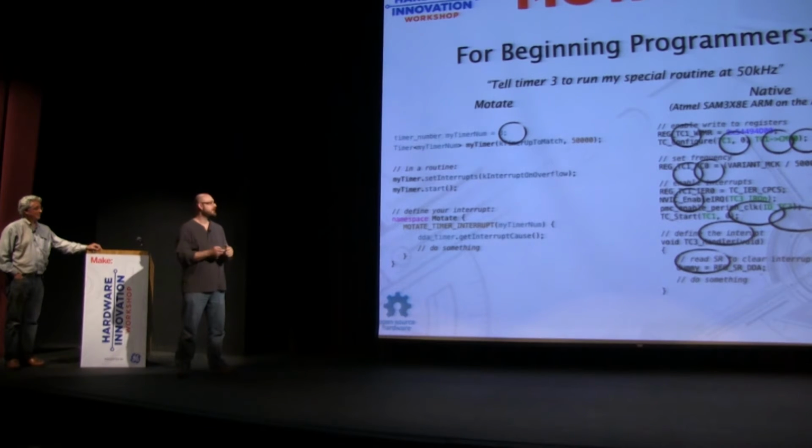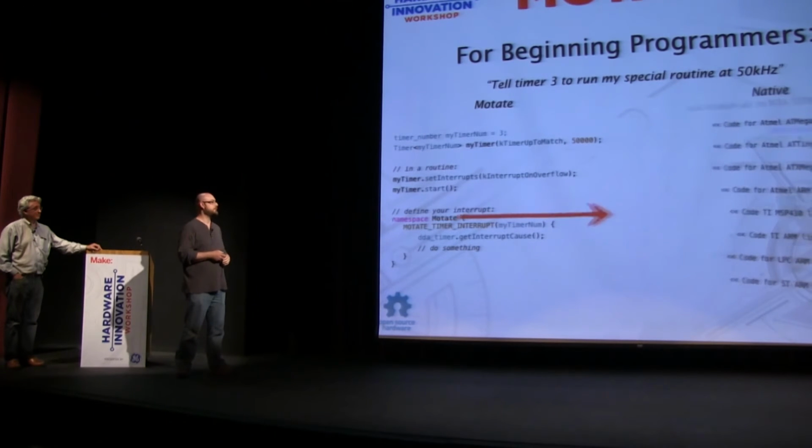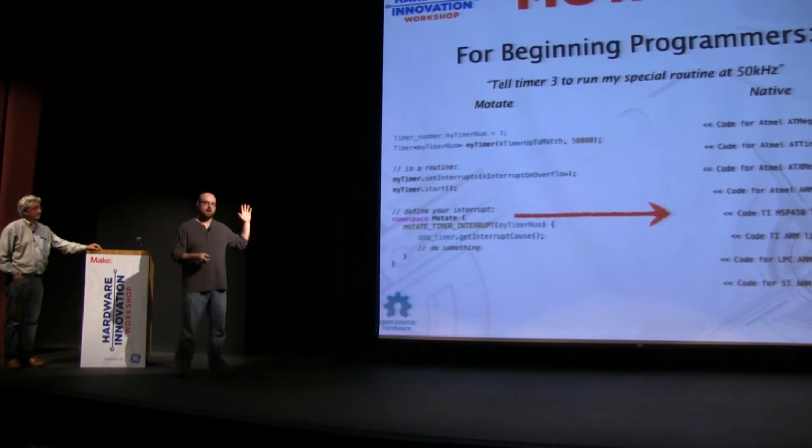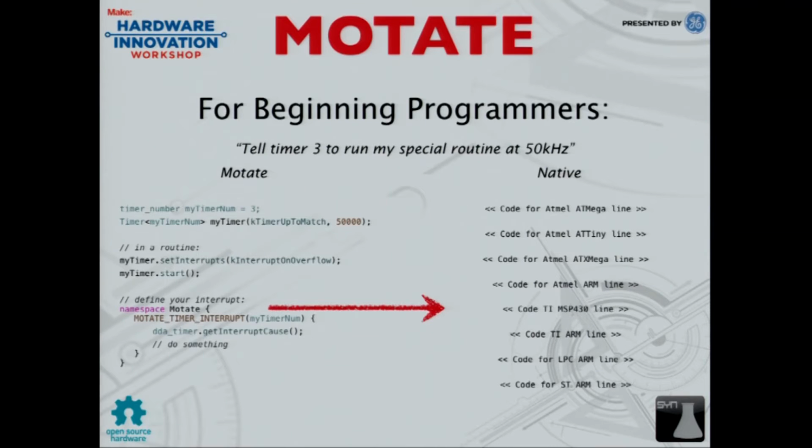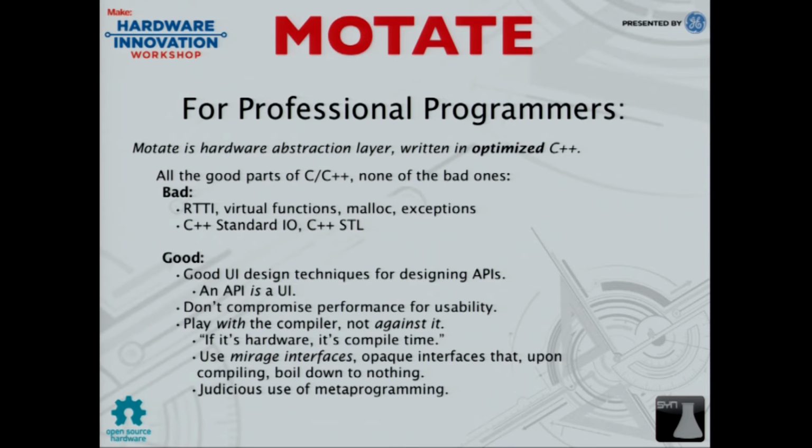So what if we wanted to put the same code on the AVR? Well, with the hardware abstraction layer of Motate, we can potentially put it on any of those processors. We don't have ports for all of those now, and we're still porting to some of those, but ATmega, ATxmega, and Atmel ARM are definitely up front.